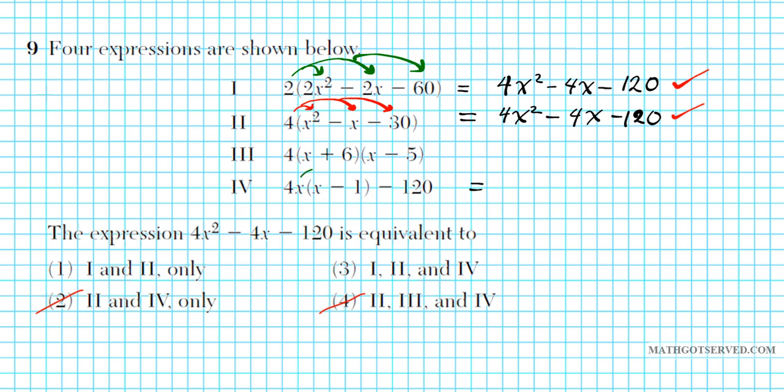Okay, so let's go ahead and distribute the 4x to these 2 terms. What does that yield? That gives us 4x squared minus 4x minus 120. So option 4 is also equivalent to this expression. So we can clearly see that our answer is option number 3. Okay, if we test this one, we'll see that it's not going to yield the correct expression because there's no option there that has 1 and 2 and 3 included. All right, okay, let's go ahead.